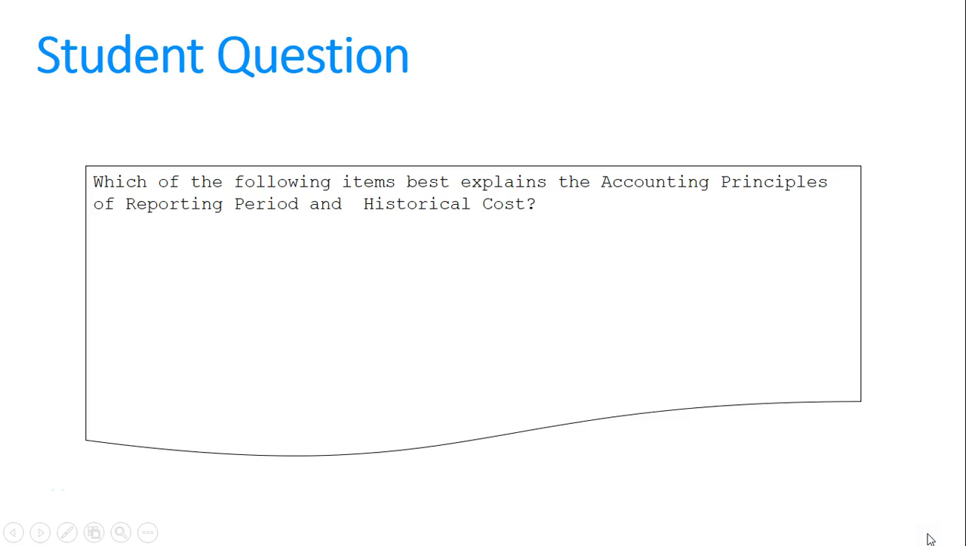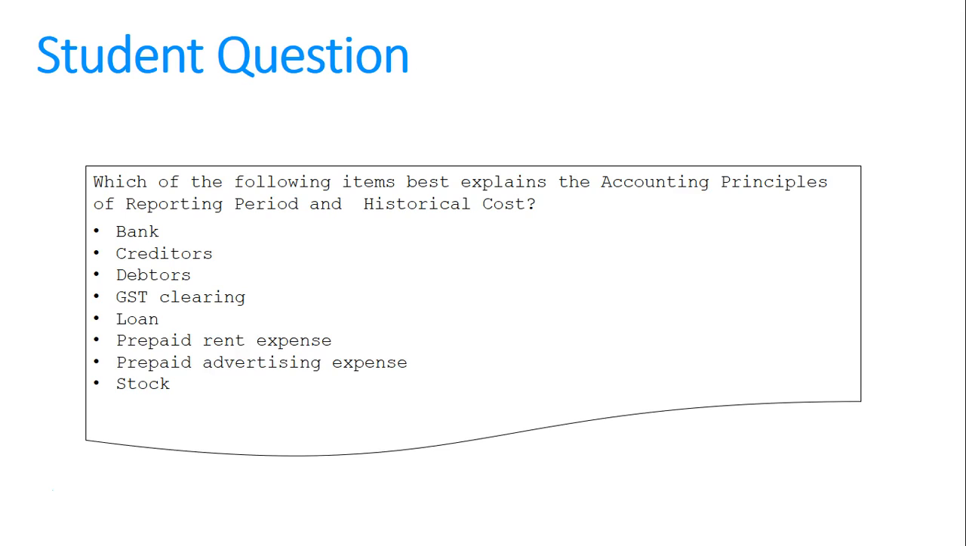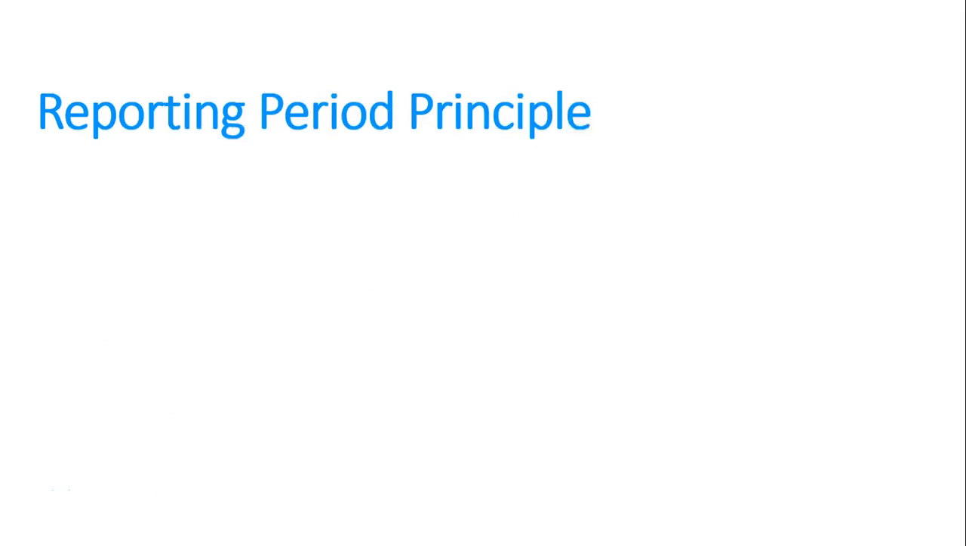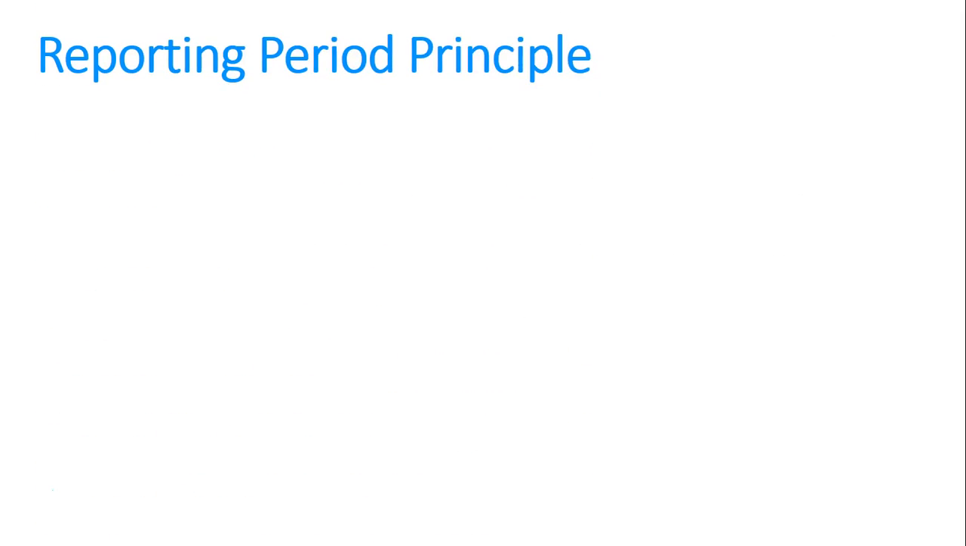Student question: which of the following items best explains the accounting principles of reporting period and historical cost? The list of items we have are bank, creditors, debtors, GST clearing, loan, prepaid rent expense, prepaid advertising expense, and stock. Let's have a look at both of these principles separately to try and get an answer for this question.